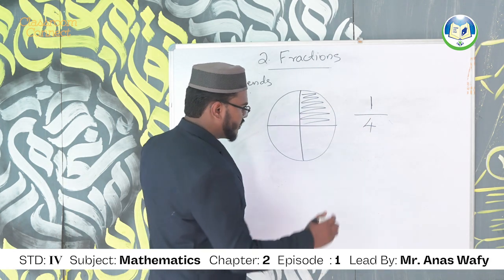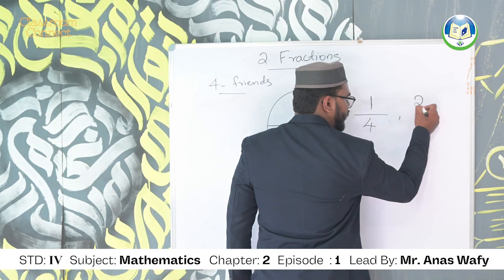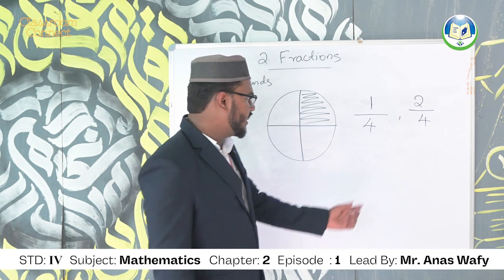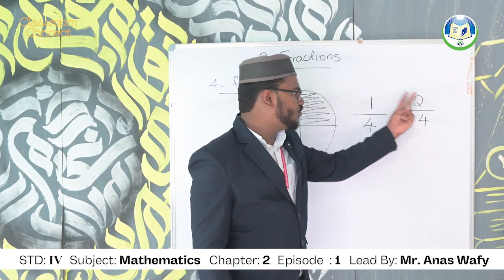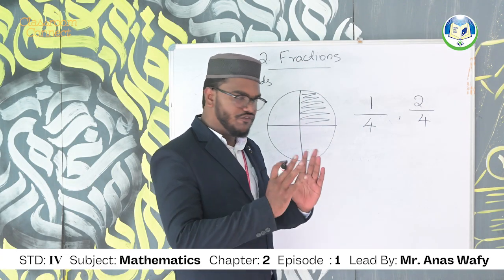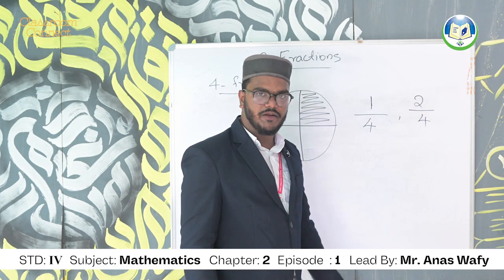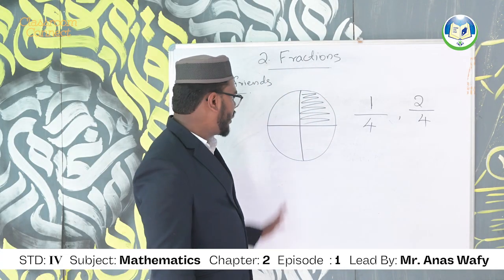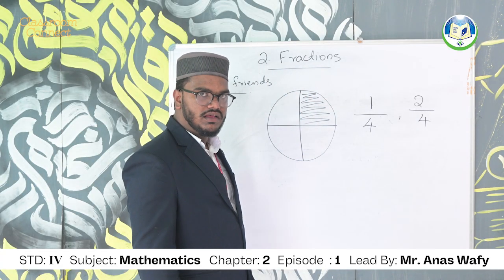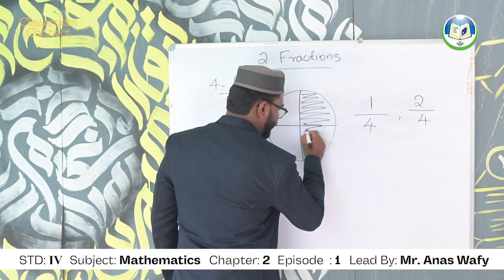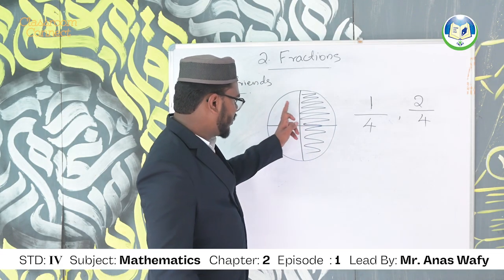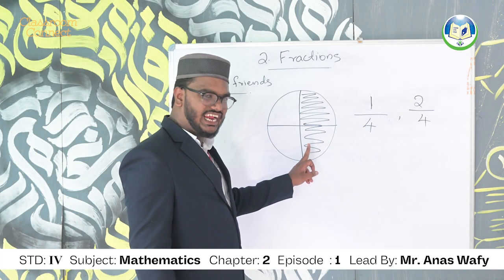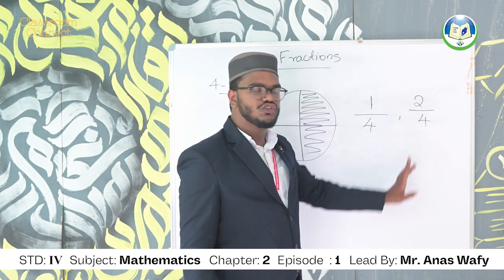Okay, so what does 2 by 4 mean? 2 by 4 means in four parts, two parts. In four parts, two parts are represented by 2 by 4. How can we represent 2 by 4 in this pizza? It can be represented by this one, isn't it? Here there are total four parts, and two parts have been shaded. So that is represented by 2 by 4.